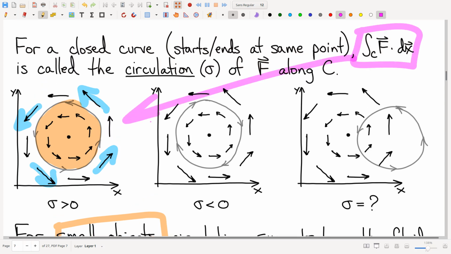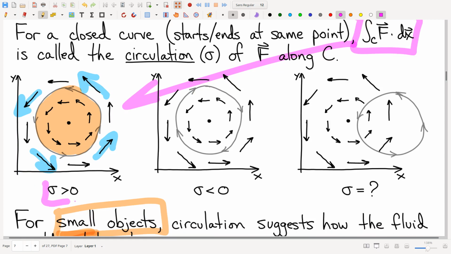But loosely speaking, this being small, the fact that this circulation here is positive means that we're getting an indication that the fluid is making this rotate the same direction that the curve is going. And of course, the curve is going, as I have it drawn here, counterclockwise. That means that this leaf, we would kind of expect it to rotate counterclockwise. Is that cool? Everybody happy?